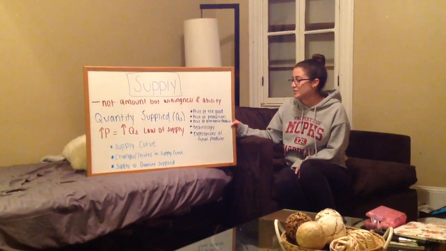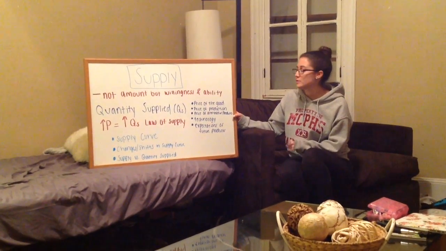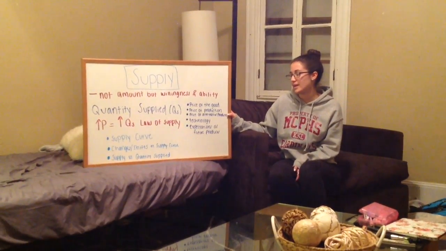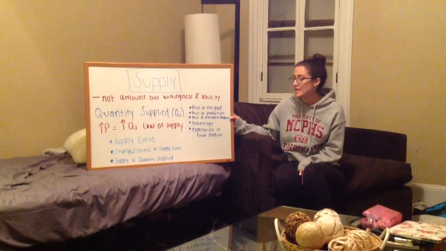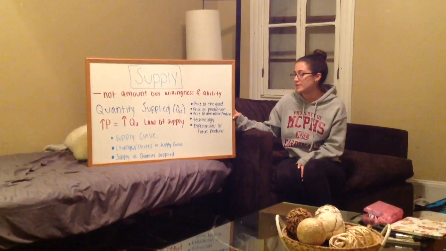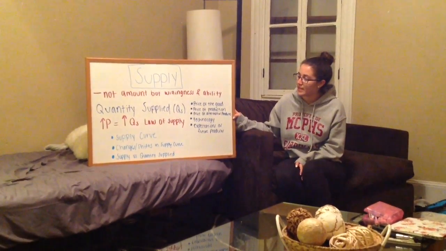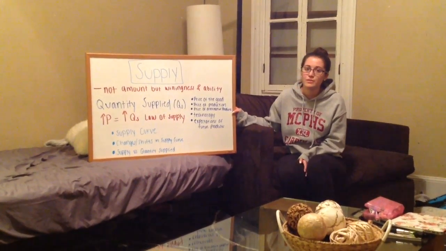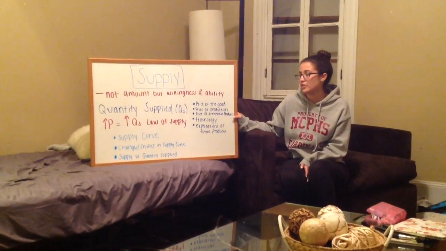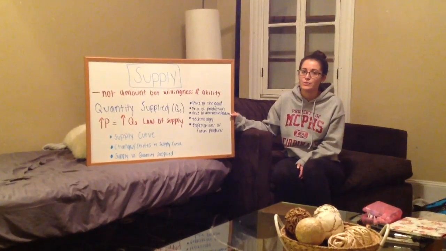So for price of alternative products, if the price of a different product were to go up, then the supply of your product would go down. And for technology, if you have advanced technology, you're going to have a greater supply being made. And for expectations of future prices, if you expect the product price to go up, then the supply is going to go down. And then we have the law of supply, which states that if the price goes up, the quantity supplied will also go up. And then there are different things like the supply curve, changes and shifts in the supply curve, and also supply versus quantity supplied, which we'll go over later.